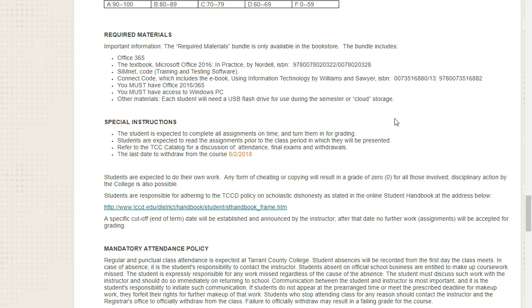And be aware that I can't see your grades. I can't even put your grades into Blackboard. It won't let me see them. It won't let me do anything until you've purchased these two items.